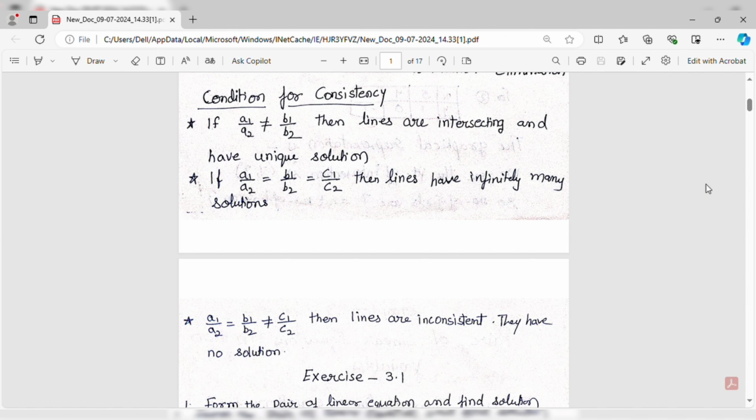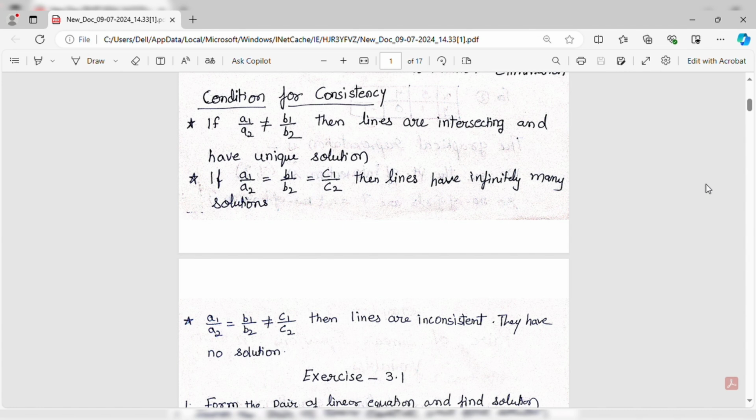First of all, we will take the coefficients of the variables and the constant terms given in our linear equations. First we will check the ratio of a1 upon a2 and b1 upon b2. If they are not equal, this means the lines are intersecting and they have a unique and real solution. If all the three ratios a1 upon a2, b1 upon b2 and c1 upon c2 are equal, this means both lines will coincide exactly and they will have infinitely many solutions. This means each point on those lines is a solution to those equations.